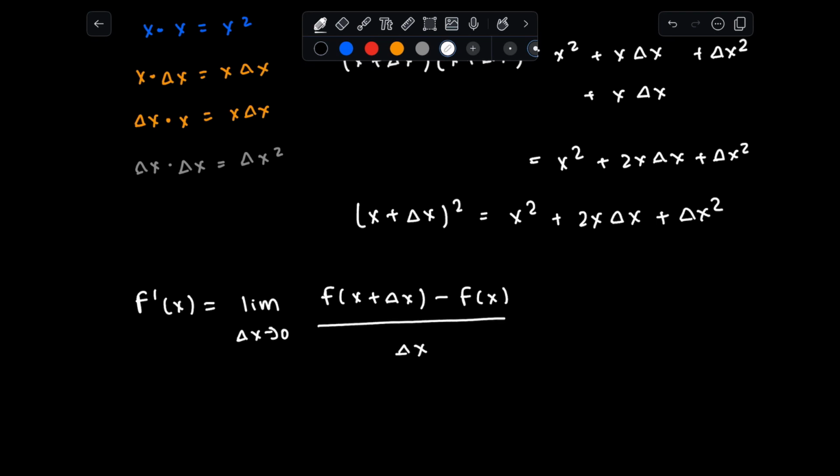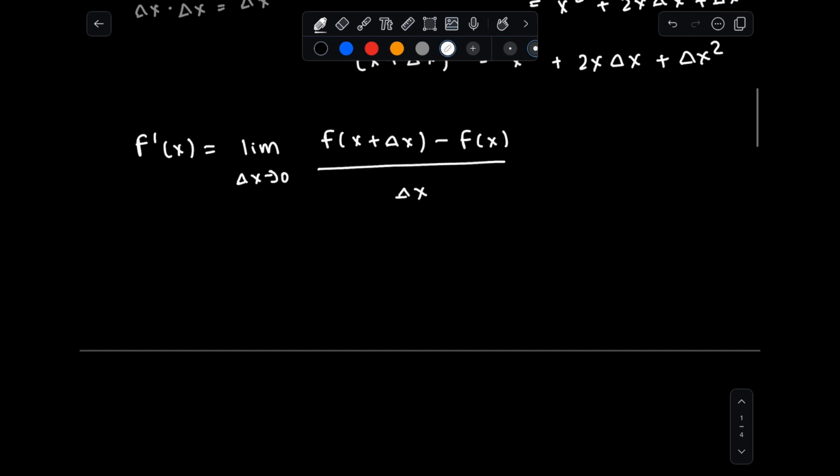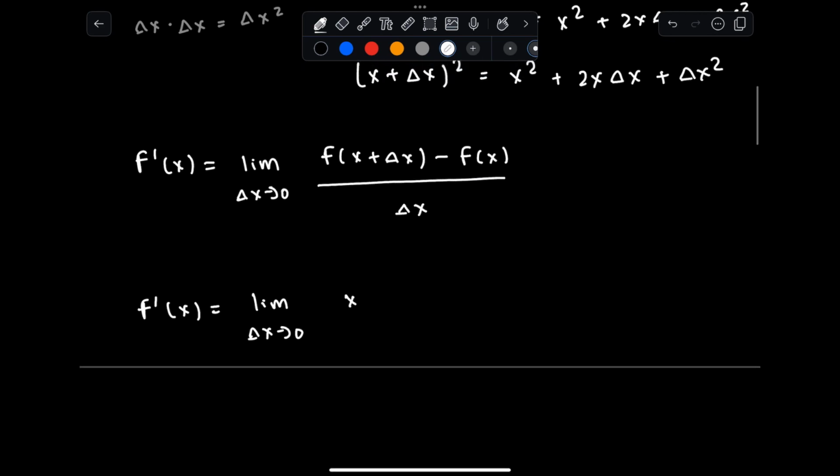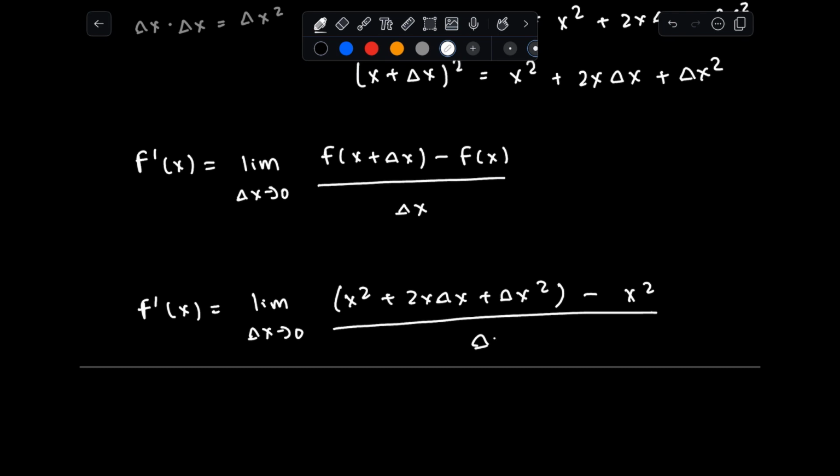And so let's go ahead and plug in what we know. So we'll have the derivative of f of x is equal to the limit as delta x approaches 0 of f of x plus delta x, and that was just x squared plus 2x delta x plus delta x squared, and then minus f of x, but we know f of x is just x squared, all over delta x.